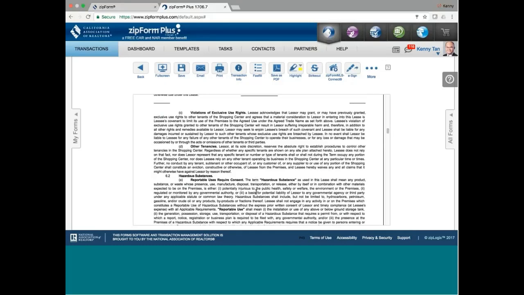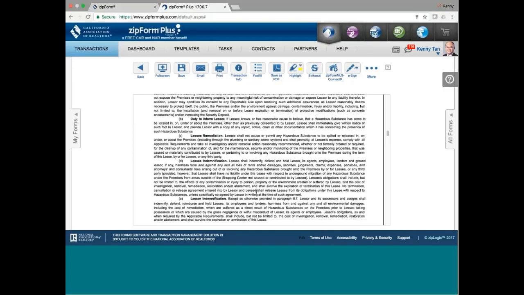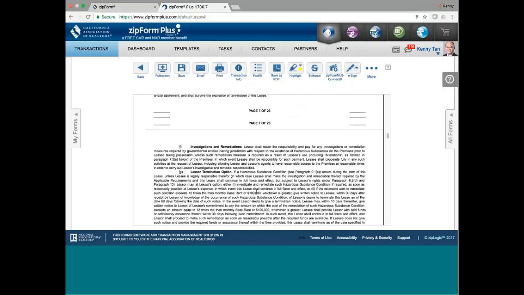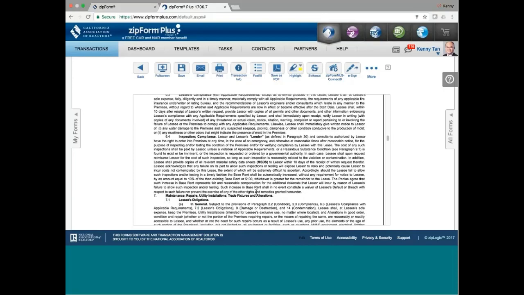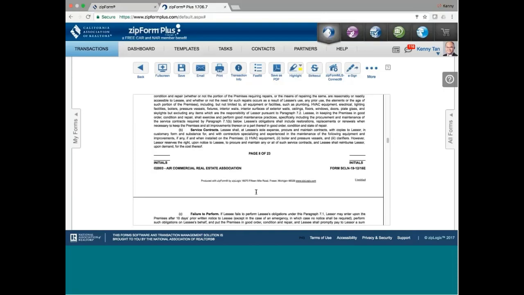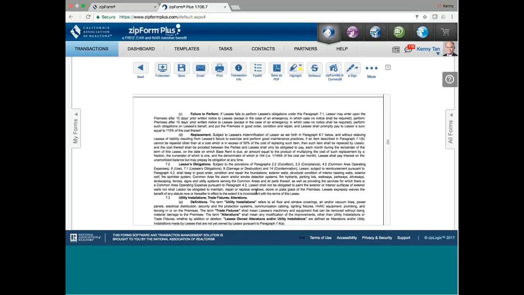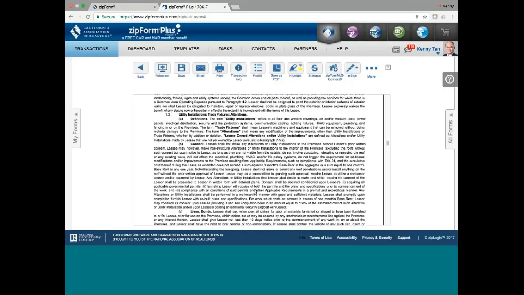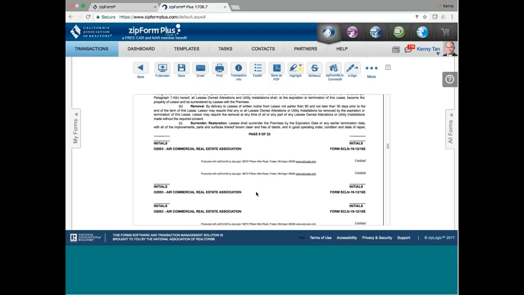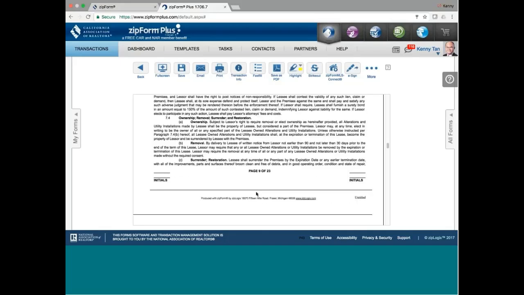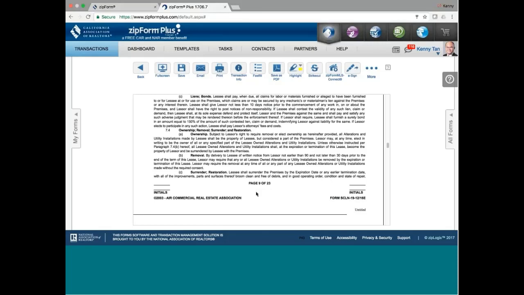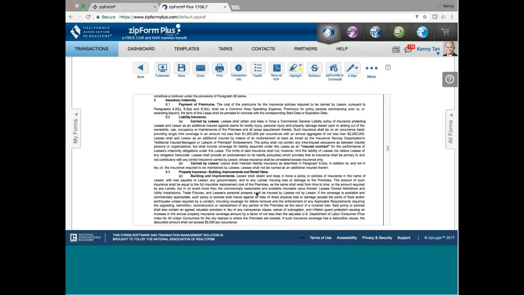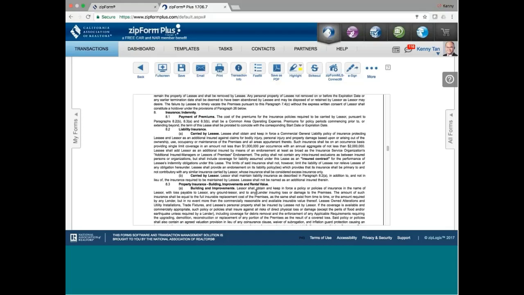We talked about environmental substances already, so I will not cover it. It's the same thing as what we had before. Maintenance also, we talked about that, as well as utility installations, trade fixtures, and alterations. Ownership, removal, surrender, and restoration is the same provision, same as the other form. And then on liability insurance and indemnity, it's the same thing.